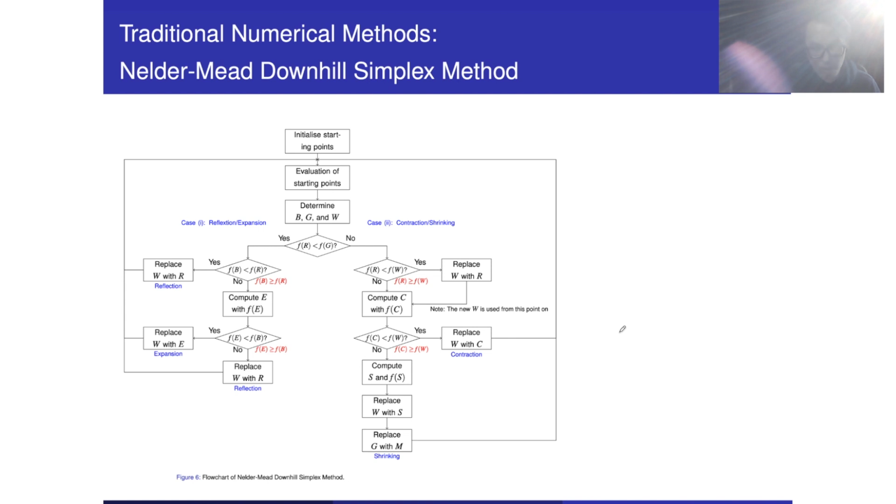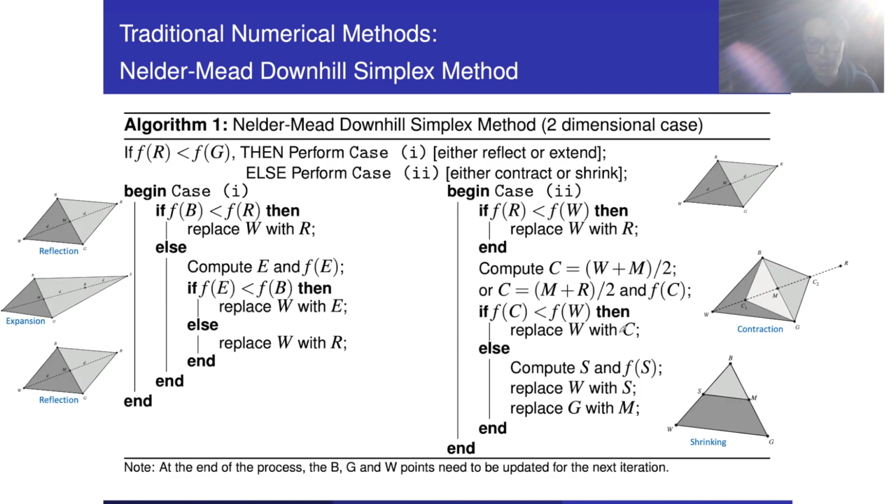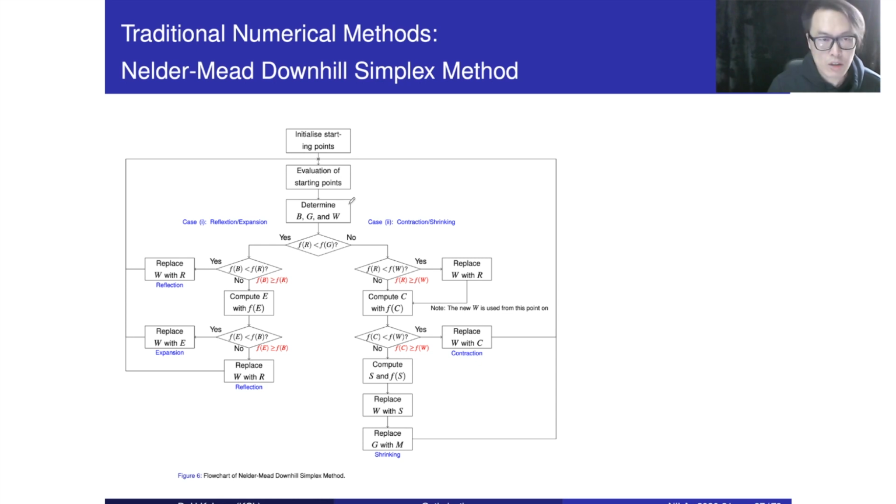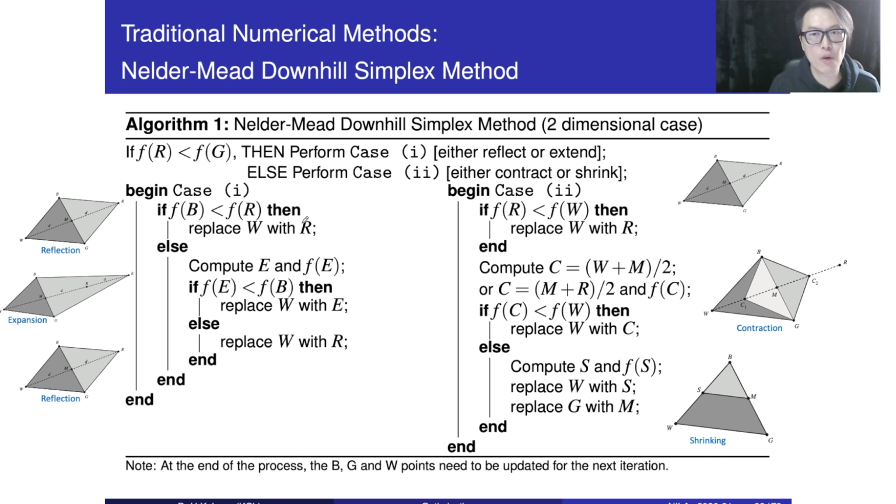And now we have the flowchart as well as the algorithm to tell you how we combine all these things together. This flowchart puts all 4 movements together to form an algorithm: reflection, expansion, contraction, and shrinking. I'm going to talk about this flowchart later using an example. But anyway, this algorithm is the same as this flowchart. The procedure is the same, but in the form of pseudocode.